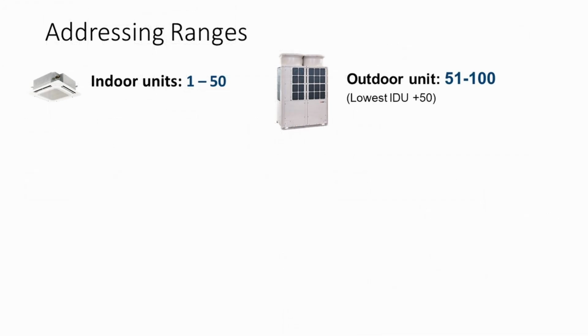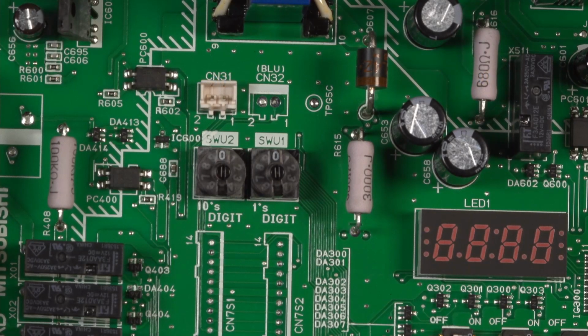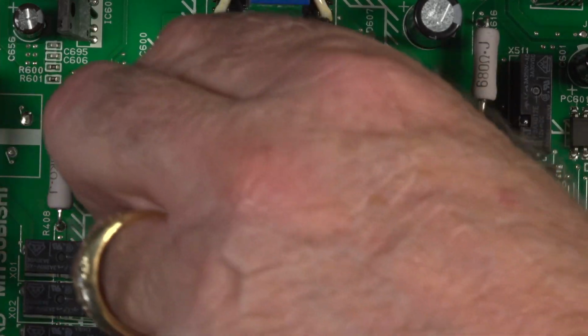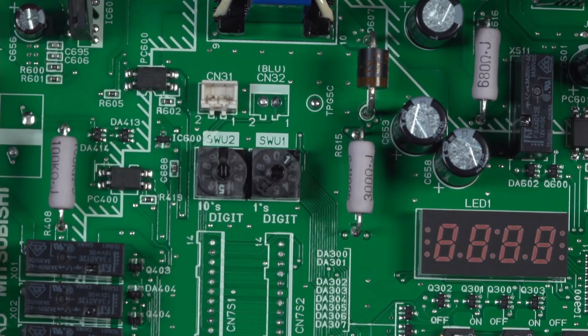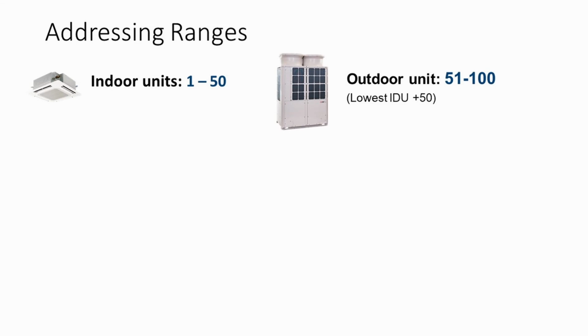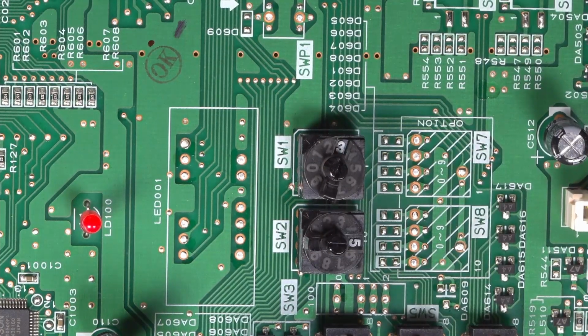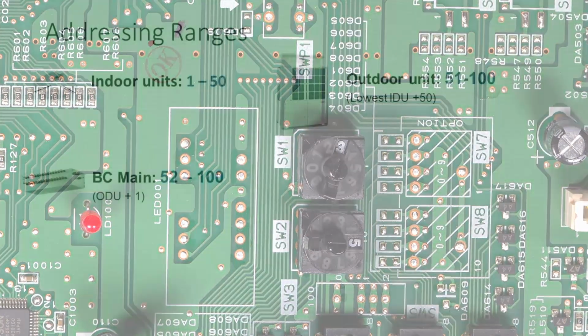The next component you would address would be the outdoor unit. The outdoor unit should be addressed the same as the lowest addressed indoor unit connected to that system, plus 50. So the address range of the outdoor units is 51 through 100. The main BC controller should be addressed 1 number higher than the outdoor unit it's connected to.